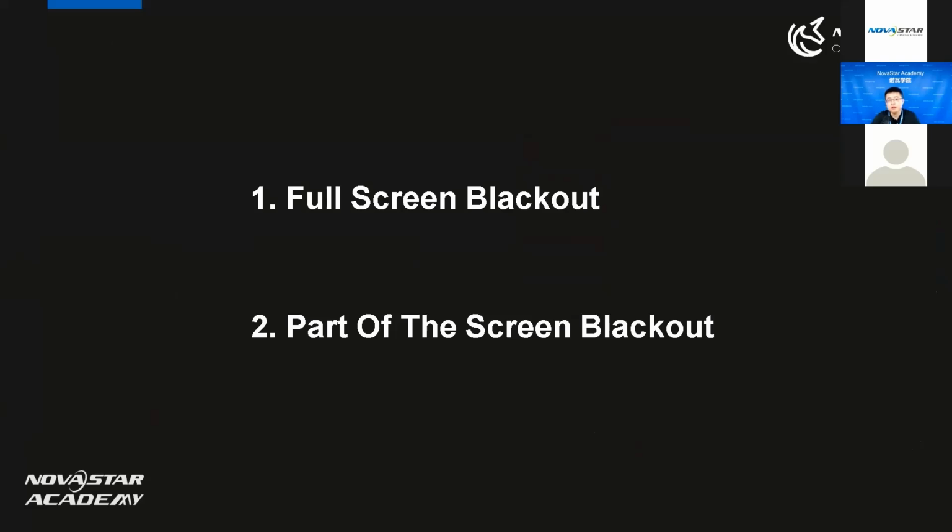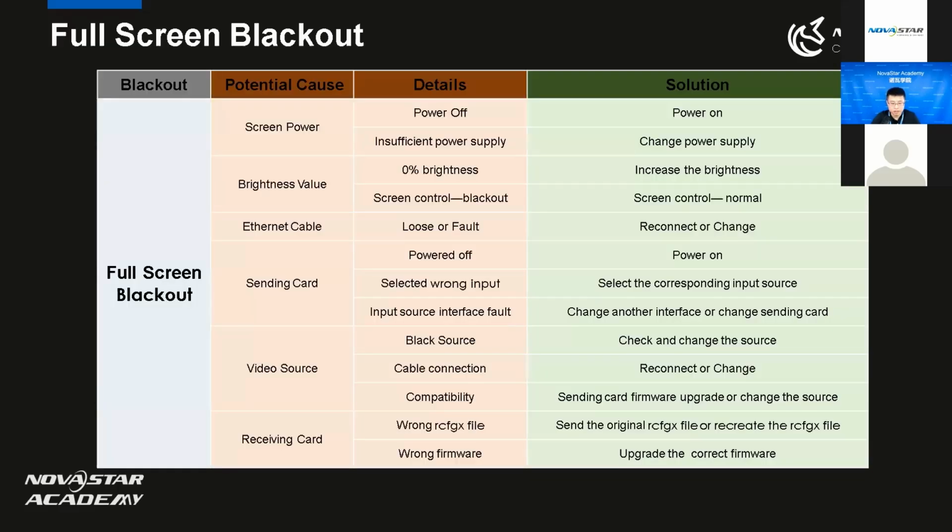So let's start from the full screen blackout first. Since there are 2 different situations, we will let you know how to do troubleshooting in each situation. First is full screen blackout. Firstly, what we need to check is the screen power, because this is the most overlooked one. So before we do any troubleshooting, try to check if the screen power is turned on, and try to check if the screen power is adequate.